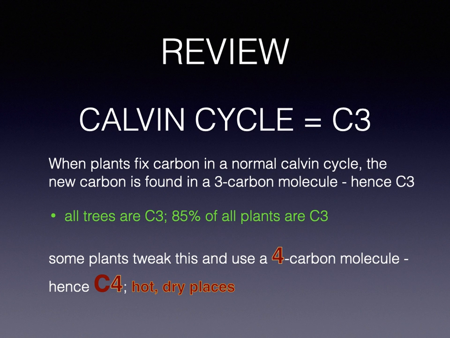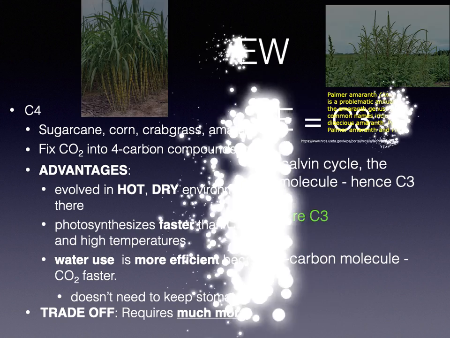When plants fix carbon in a normal Calvin cycle, the new carbon is found in a 3-carbon molecule. Hence, it's called a C3 cycle. All trees are C3. 85% of all plants you can find on our planet use the C3 Calvin cycle. But some plants tweak this and use a 4-carbon molecule. Hence, they're called C4 plants. These evolved in hot, dry places.